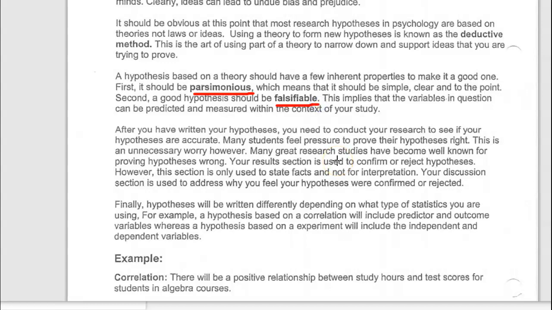And then the next word, falsifiable. You should be able to prove your topic, your hypothesis, right or wrong. That's falsifiable. We have a couple of theories in psychology that are not very falsifiable, like psychoanalysis. How can you prove that something happened because of someone's unconscious? How about humanistic, person-centered? How do you ever prove that a person is striving to be all that they can be and self-actualizing? Those things are hard to prove.